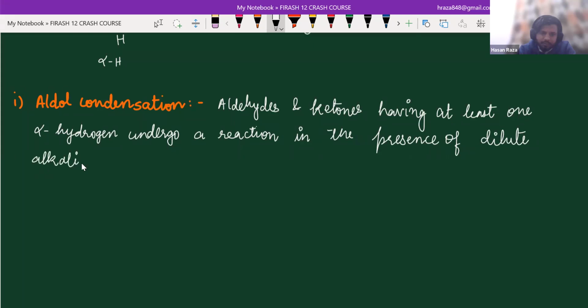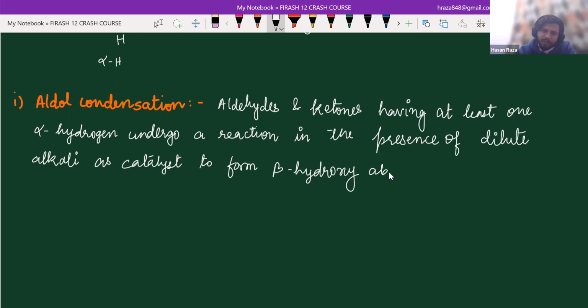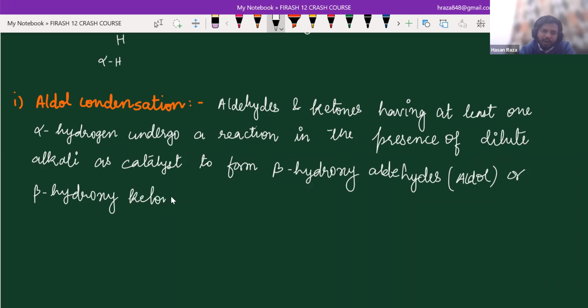Basically, you can take NaOH or KOH, dilute alkali, as catalyst, to form beta hydroxyaldehyde. That means it is an aldehyde, so we use ald, and it is hydroxy, that means alcohol, so we use ol. So it is also known as aldol if it is an aldehyde. Or there will be formation of beta hydroxyketone if the compound is a ketone, and that is known as ketol.